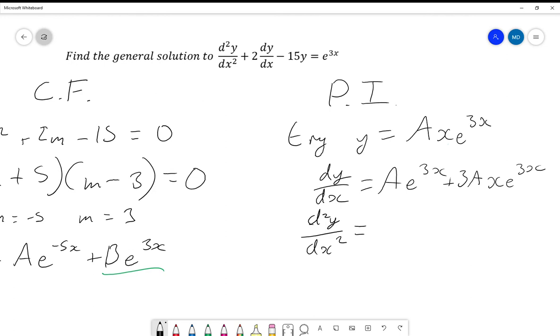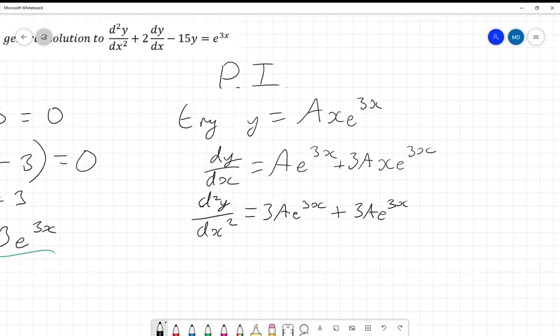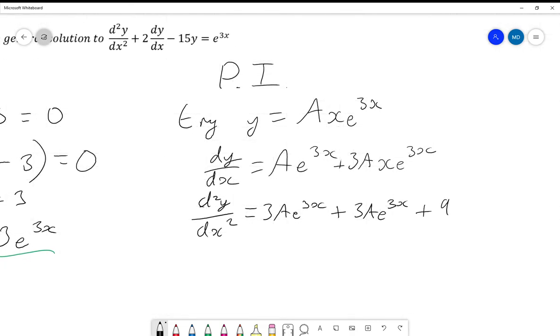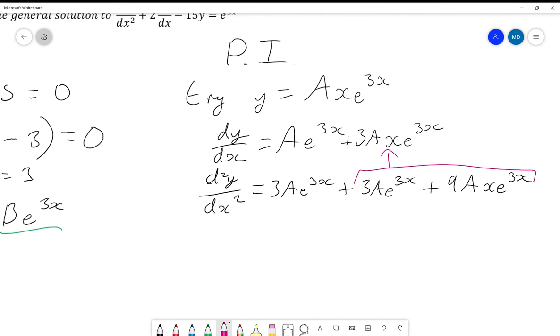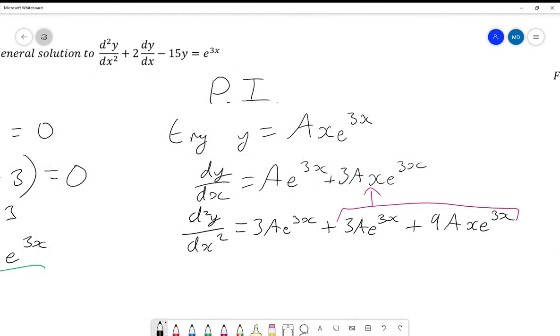So check that out. And we're going to get 3a e to the 3x plus, and we're differentiating this with the product rule again, so it's going to be 3a e to the 3x plus 9a x e to the 3x. And these two terms came from this term using the product rule. And then we're going to plug that in. So we're going to get, well, these two terms combine nicely just to 6a e to the 3x.